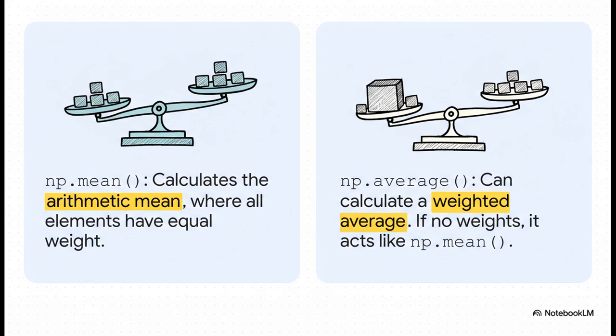Here's another little nuance for you. np.mean and np.average look like they do the same thing, but they're not quite identical. np.mean will always calculate the standard, plain old arithmetic mean, but np.average gives you the extra flexibility to calculate a weighted average. You can pass it a weights array, which is perfect for scenarios like, say, calculating a final grade, where your homework, quizzes, and final exam all have different weights.